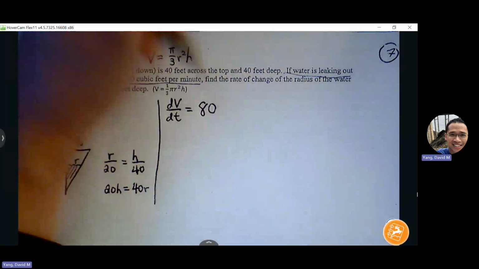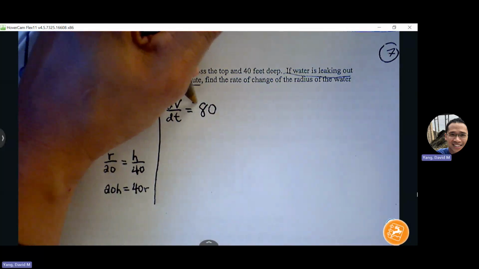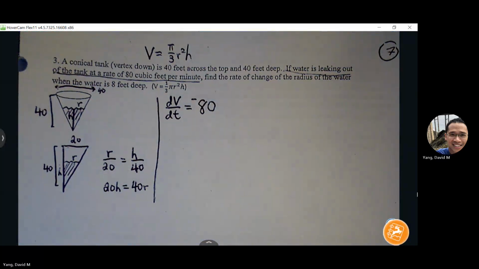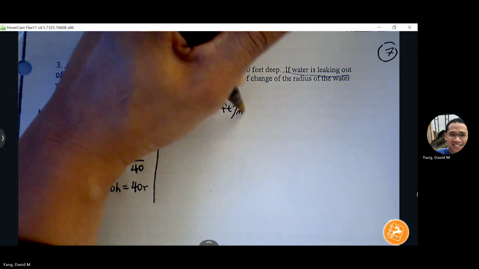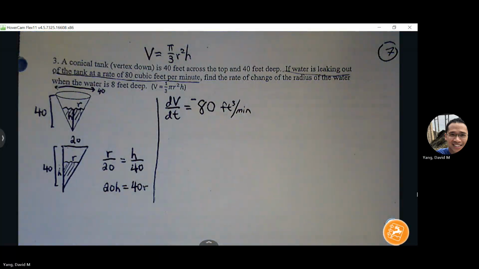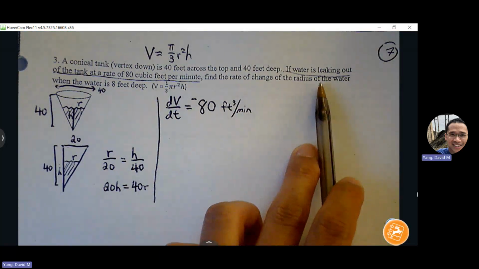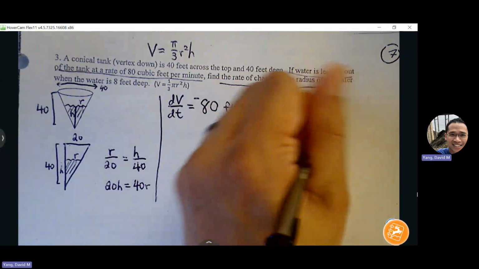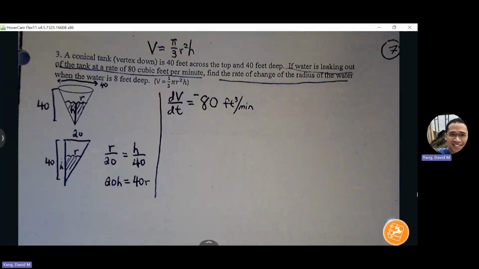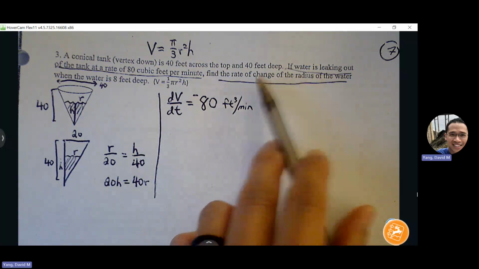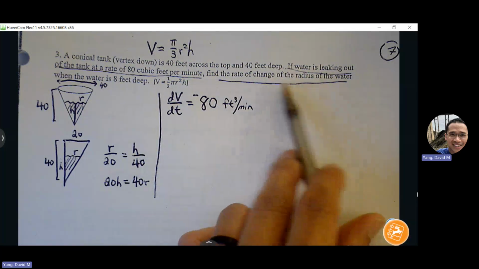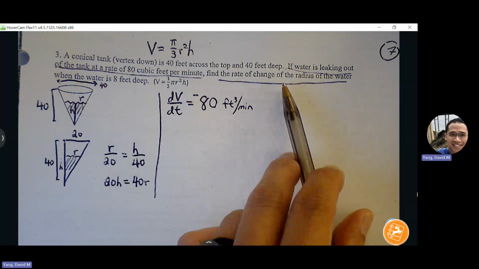Negative. Why negative? So the volume inside the tank is decreasing. So it's decreasing by a rate of 80 cubic feet per minute. Find the rate of change of the radius of the water. What are we looking for? dr over dt. You see the word radius, so it's obviously related to r, but then you see the rate of change of radius, so it can't just be r, it has to be something related to r, so that's right, dr dt.